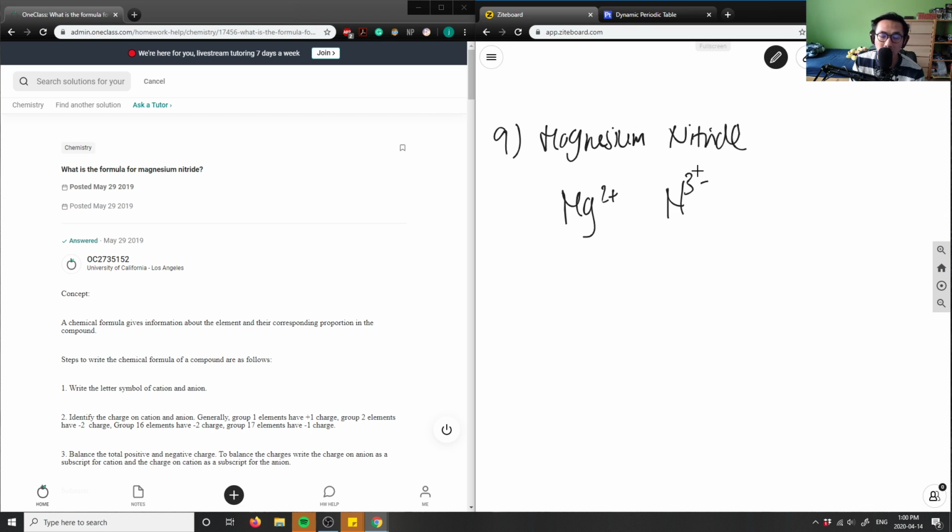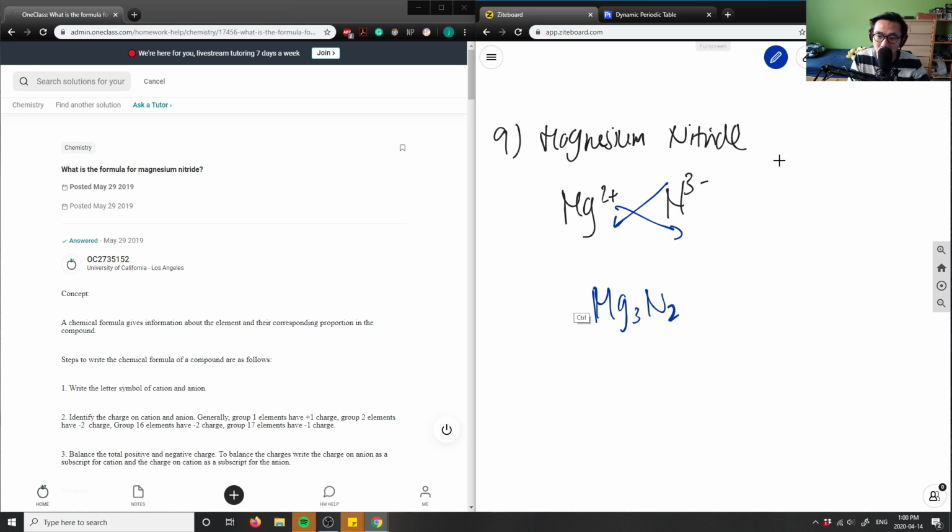So what we can do is the crisscross method, if you might have learned that before. I'll show you the crisscross method, which means you just cross the charges and you get the answer. Magnesium would then have a subscript of 3, and nitrogen would have a subscript of 2, and this would be your answer, right? Mg3N2 is our answer.